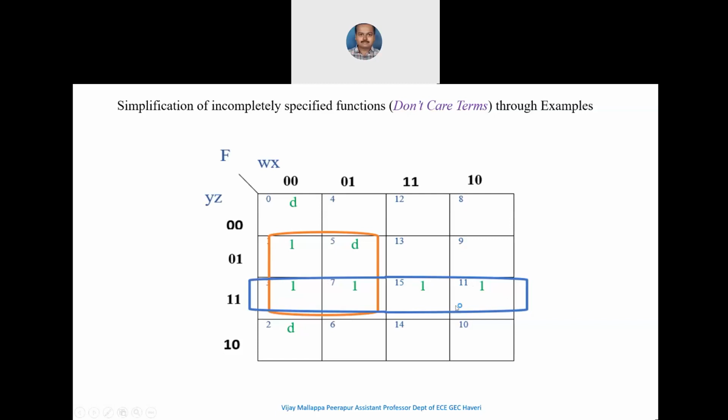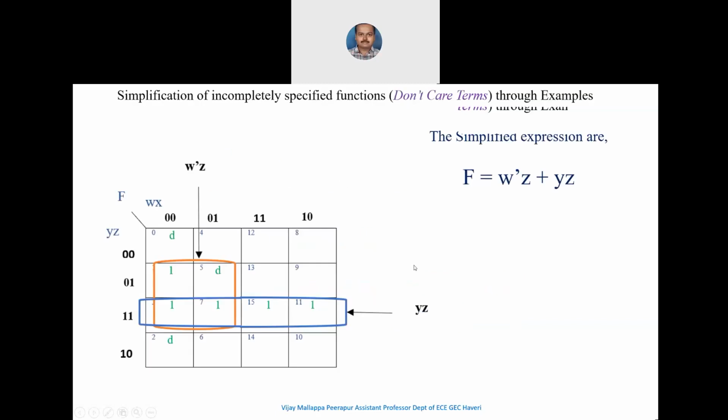Similarly, we have the group of min terms 3, 7, 11 and 15, which is 1 1. 1 1 is the value for y and z, or yz. So what is the simplified expression we have? F is equal to w bar z or y z here.